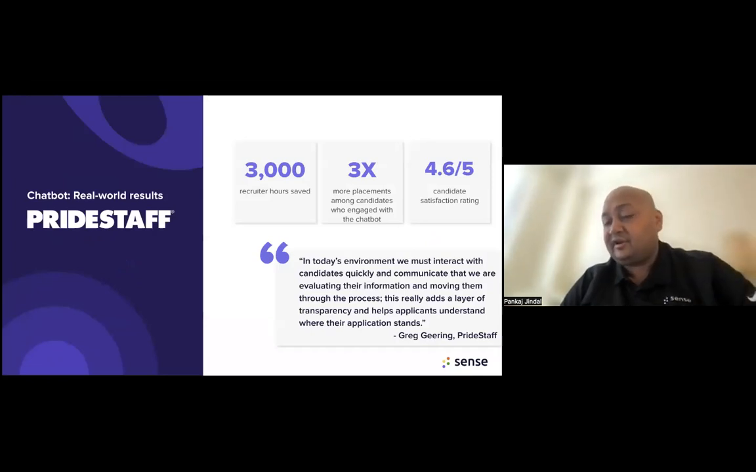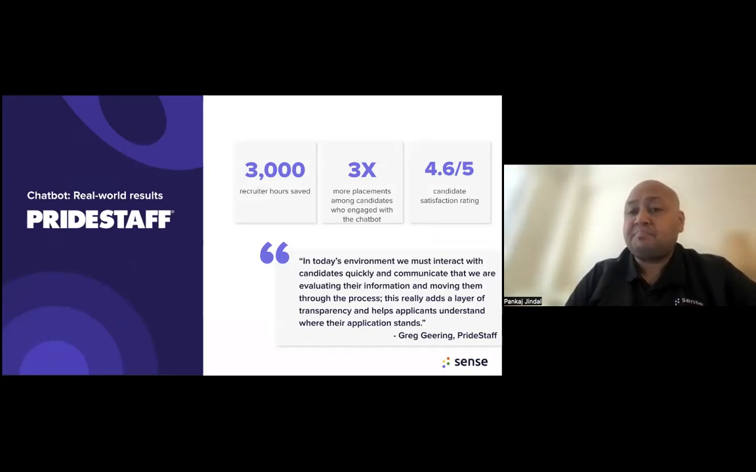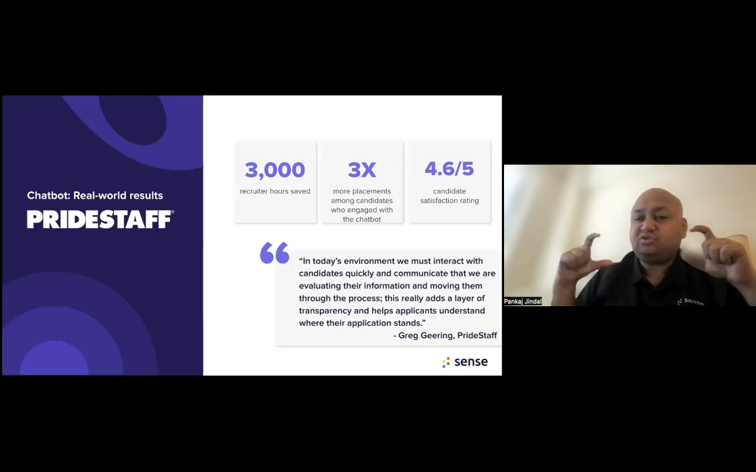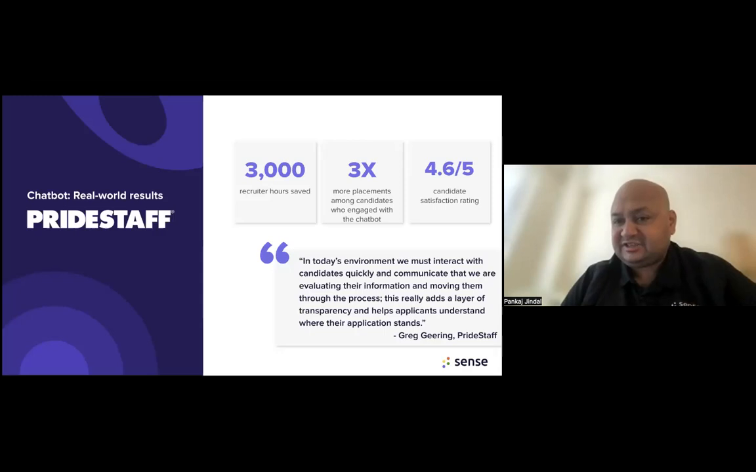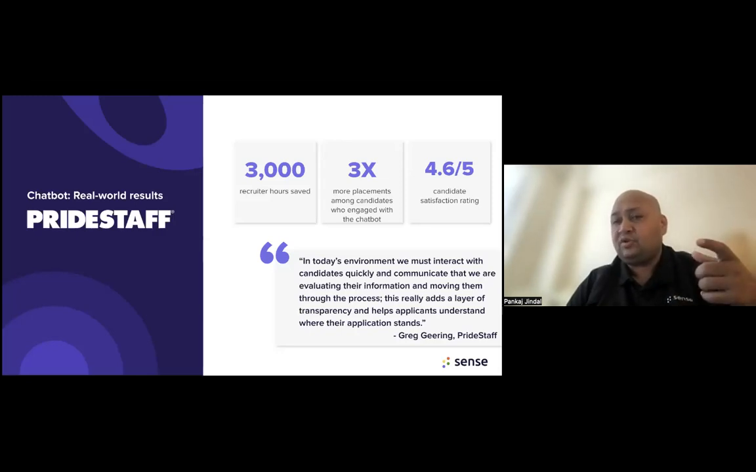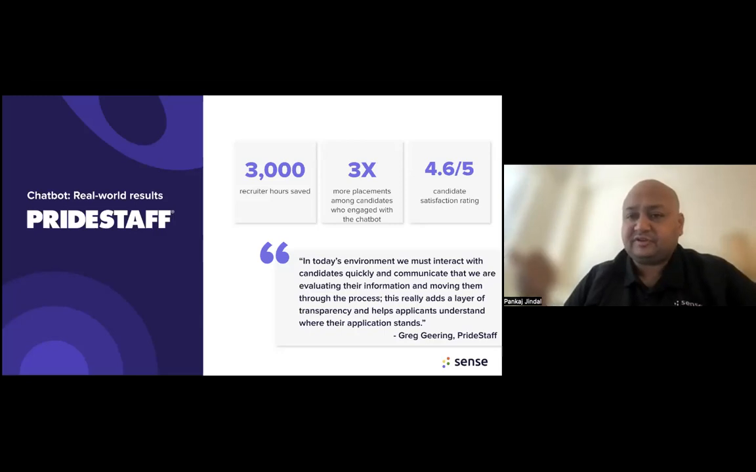Here are the results from a large staffing company. They're a commercial light industrial firm. They're now saving 3,000 recruiter hours a month. And candidates who engage with the chatbot versus candidates who do not engage with the chatbot are 3 times more likely to get placed. So simply people who'll actually go through a pre-screening, who'll go through setting up their own meeting, 3 times more of this pool will get a placement versus these.